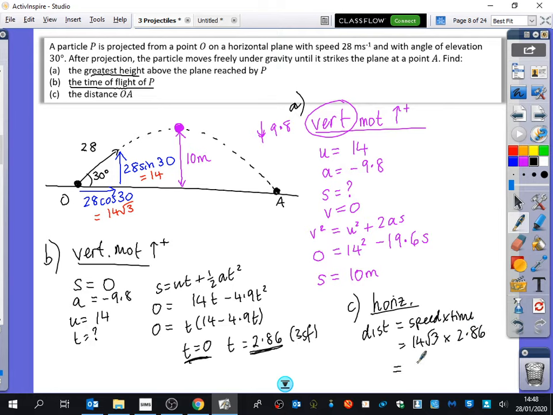And what does that come out as, Anika? How much? 69.3 meters to 3 significant figures.